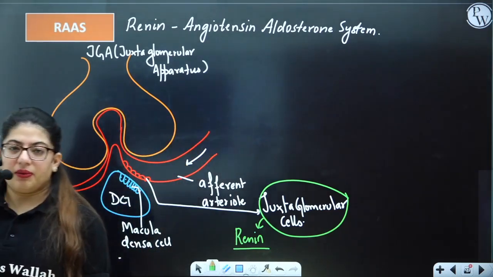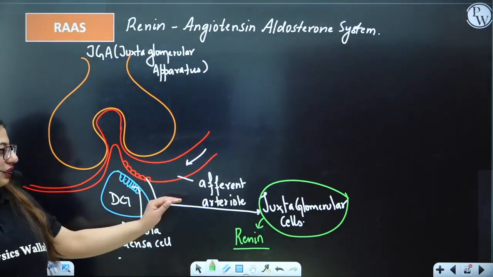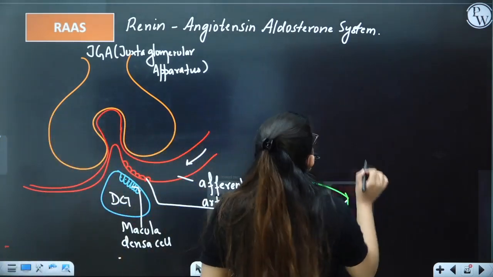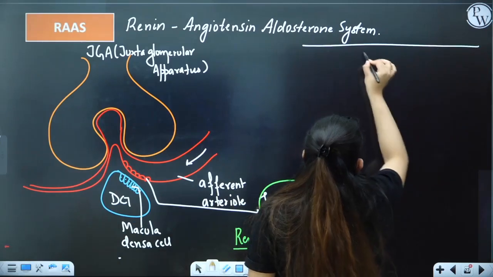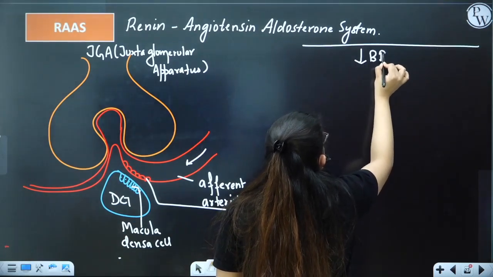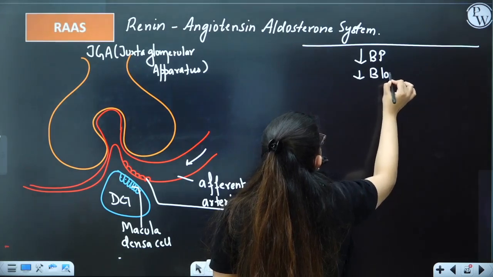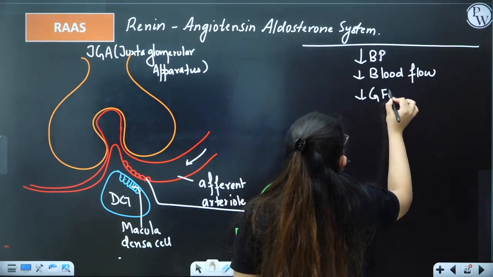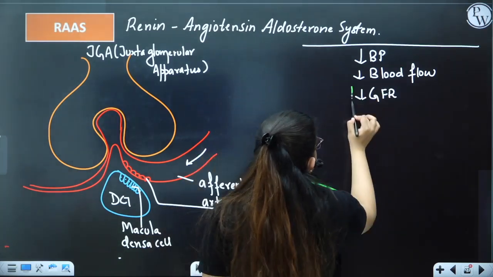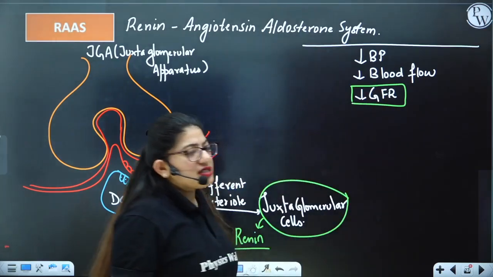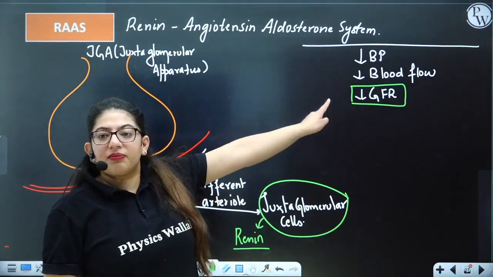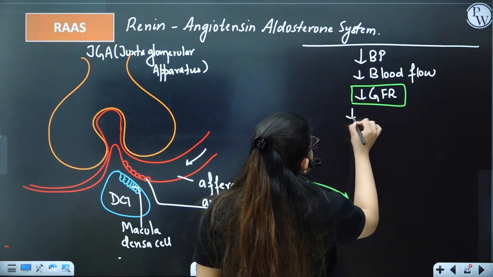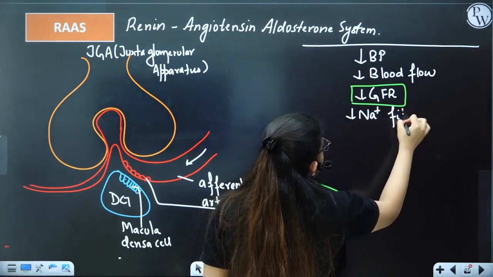Okay, so now these are going to regulate your body function. This entire apparatus is going to regulate your body function or osmoregulation. Whenever there is a decrease in blood pressure, there will be a decrease in blood flow, and hence a decrease in glomerular filtration rate. So the regulation will be that you have to increase this GFR. Whenever there is a decrease in GFR, because of decreased blood pressure and blood flow, there will be a decrease in sodium in the filtrate because filtration is less.